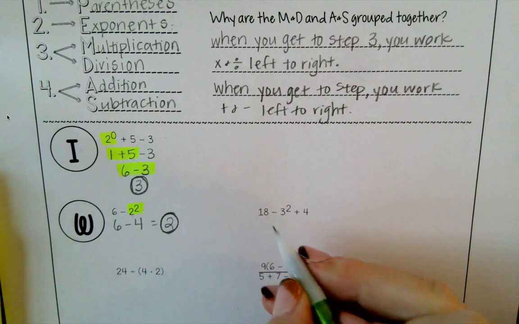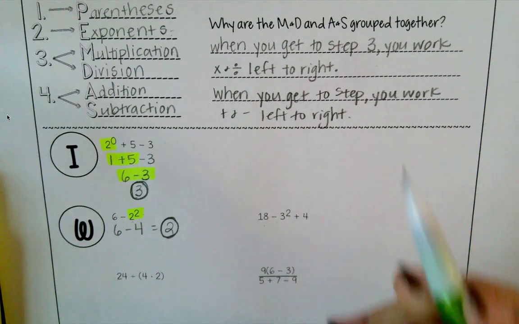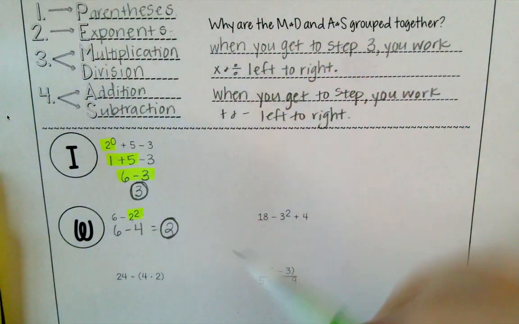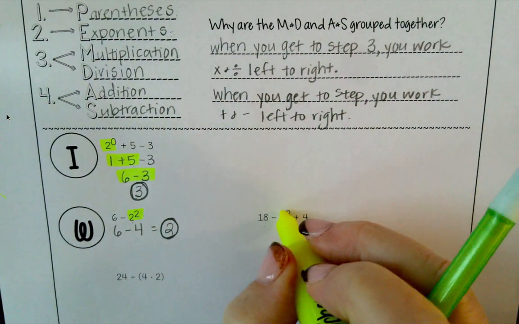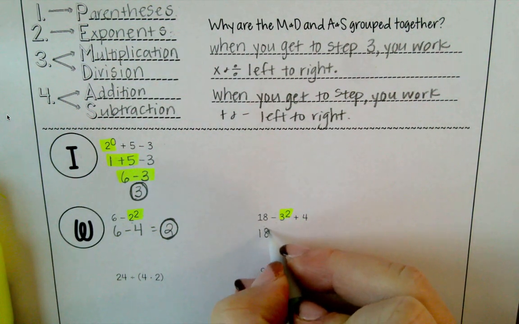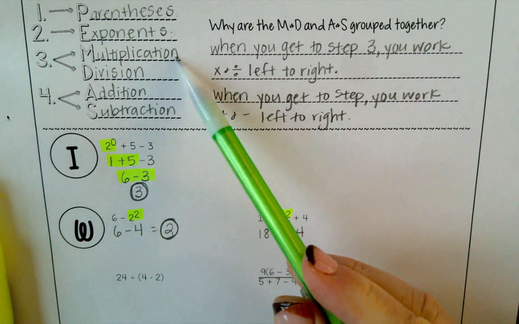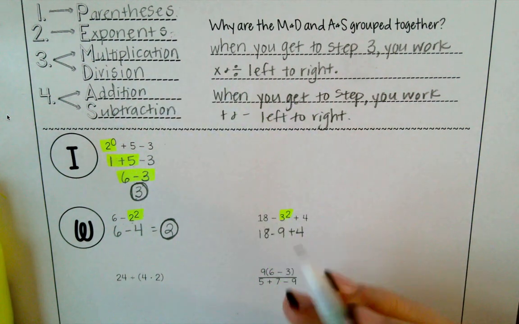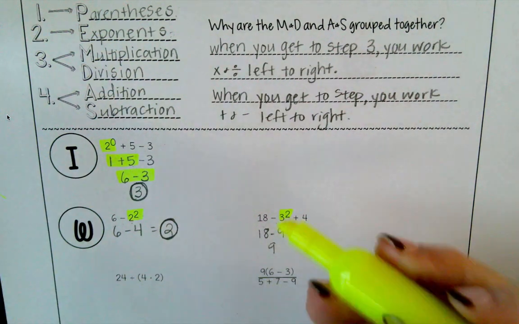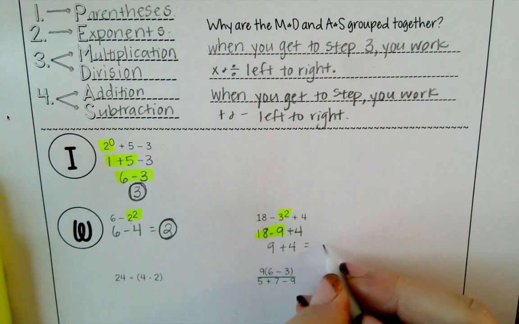Second we do. I have 18 minus 3 to the power of 2 plus 4. And again, looking at my steps, do I have parentheses? No. Do I have exponents? Yes. I have 3 to the power of 2, which is the same thing as 3 times 3. So I'm going to have 18 minus 9 plus 4. I have no multiplication or division, but I do have addition and subtraction. So I have 18 minus 9 is 9, plus 4, and that equals 13.